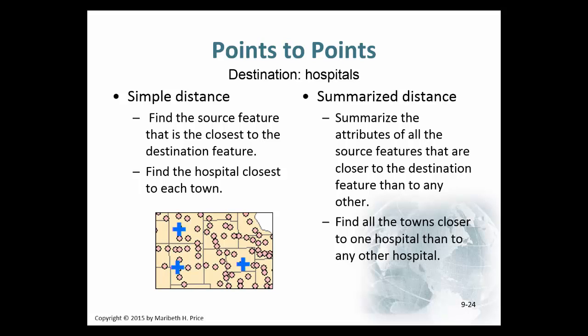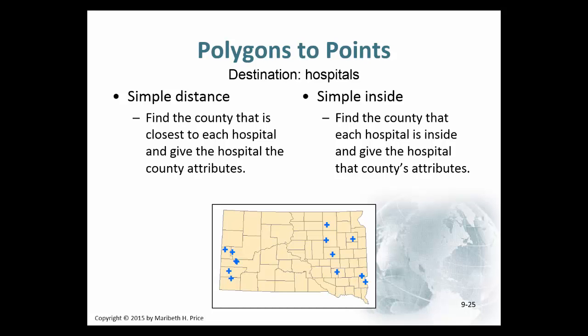Consider the simple distance. Find the hospital closest to each town. The summarized distance would find all the towns that are closer to one hospital than another hospital. The simple distance join in this case can find the county that's closest to each hospital and give the hospital those county attributes. The simple inside join can find the county that each hospital is inside and give the hospital that county's attributes.